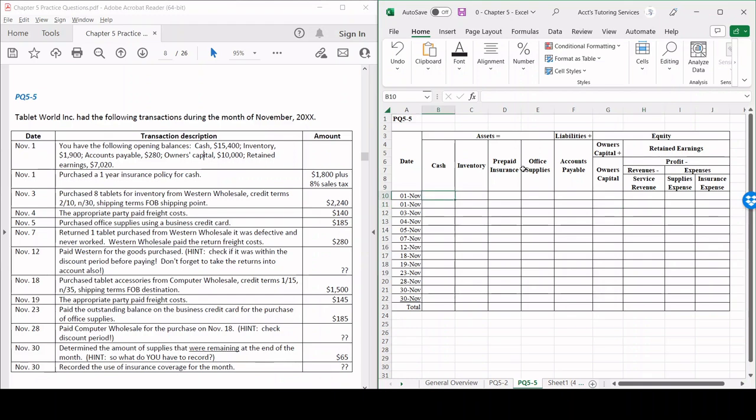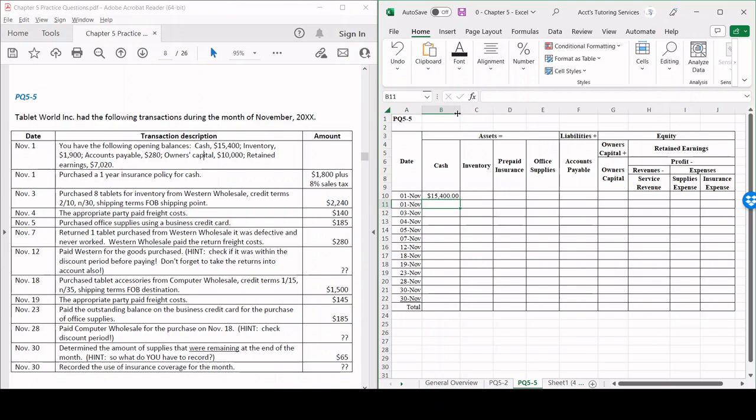For cash, it was 15,400. For inventory, it is 1,900. For accounts payable, it is 280. These beginning balances are simply the balances from the prior accounting period. So don't get confused. Just add them in, simple as that.